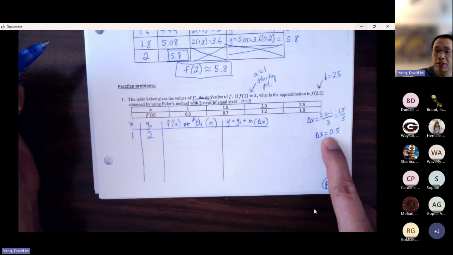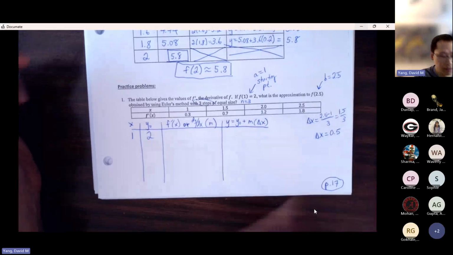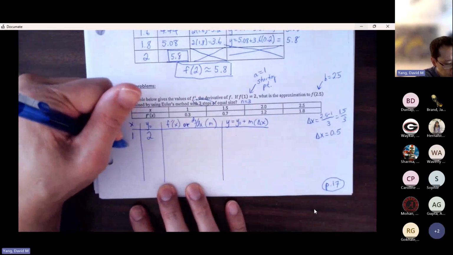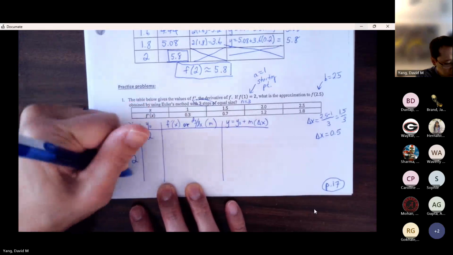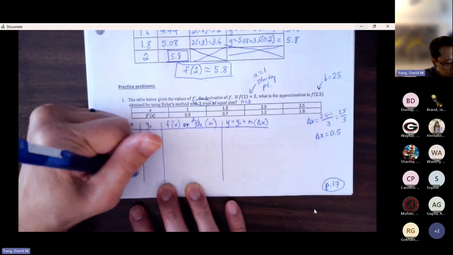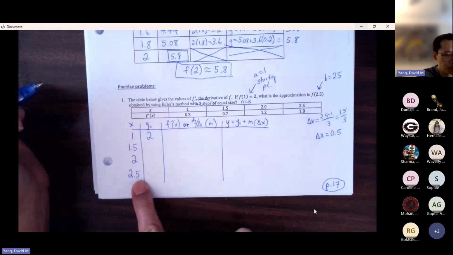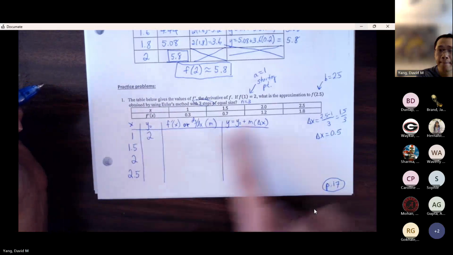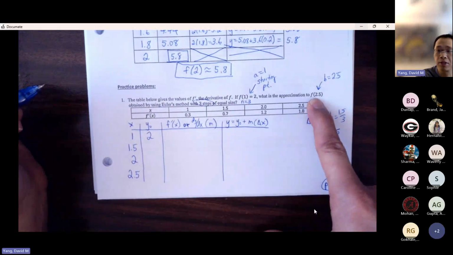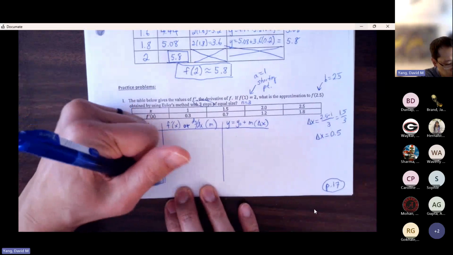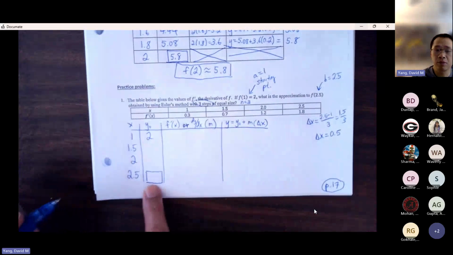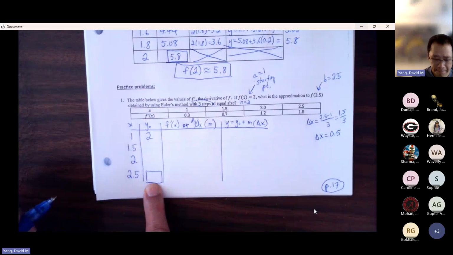Let's build out our delta x until we reach our destination. So we're going to keep adding 0.5 till we reach 2.5. This is where we want to be at the end. Trying to find the approximation to 2.5 when x is 2.5. So we're trying to get to this point. Once we fill in this box, then that's our answer. Okay.